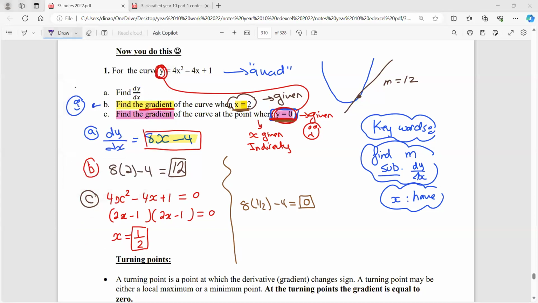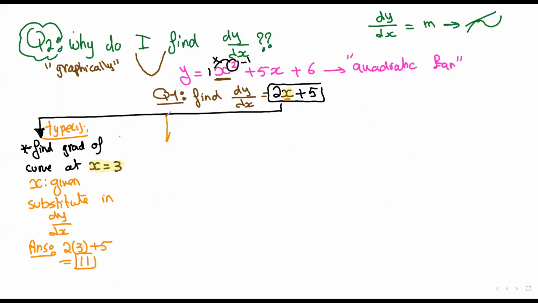Let's move on to the second type of questions, related to what happens after I find dy by dx. Now, after I find dy by dx, the questions, this is type 2, might be related to finding the turning point. First let's stop a bit at this turning point and focus on it. What is the turning point?